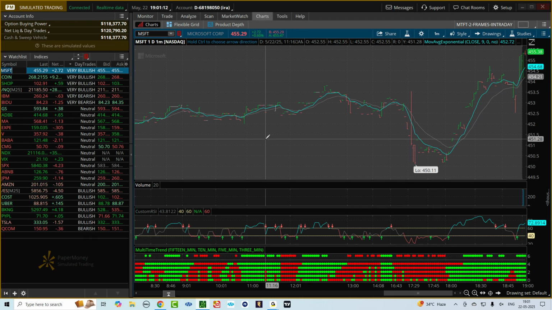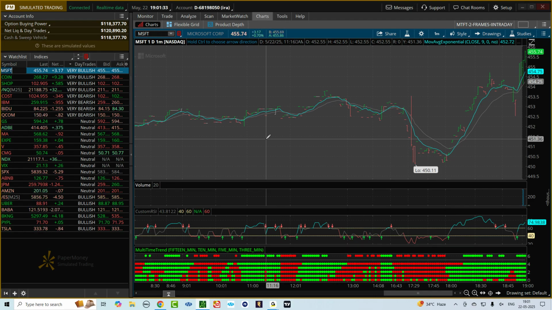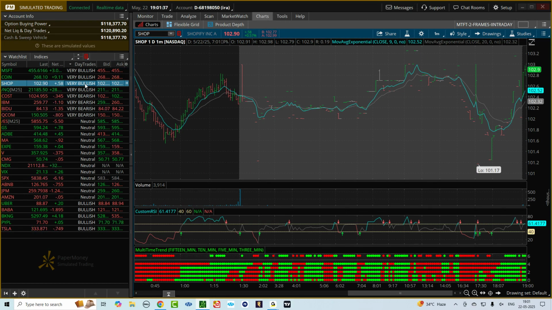Microsoft looks pretty good, as you can see. It's moved up at the open, but we don't want to take a trade at the open because there's quite a bit of volatility right at the open, and you don't want to take a trade right there. So you want to wait for a few minutes and see which stocks are moving. Shopify seems to be getting into the bullish zone. Yeah, Shopify is not bad. It's up about 58 cents, not a whole lot.